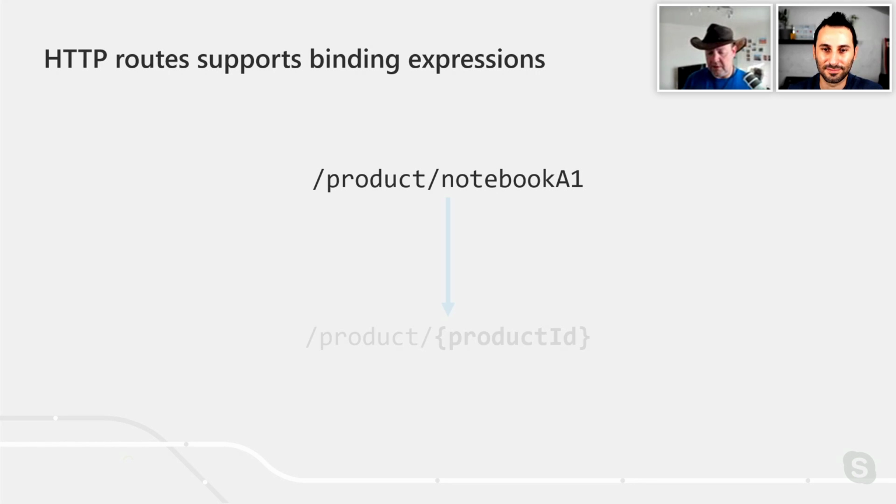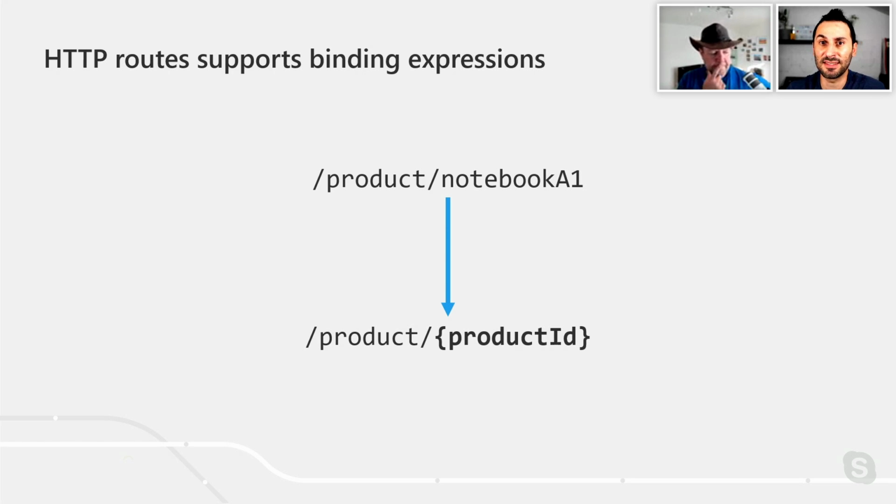So we mentioned that already before, right? We said that we can have parameters. So this is how it works. Why do we have curly brackets here? This is because it's a special syntax that means we want to use a binding expression in there. That means that basically we want to extract that part of the URL into the product ID parameter that we will get through the context object.